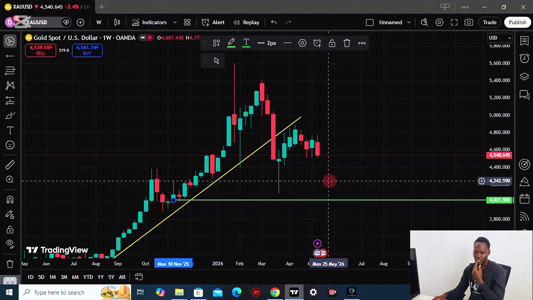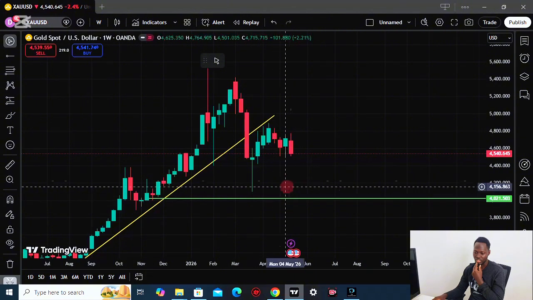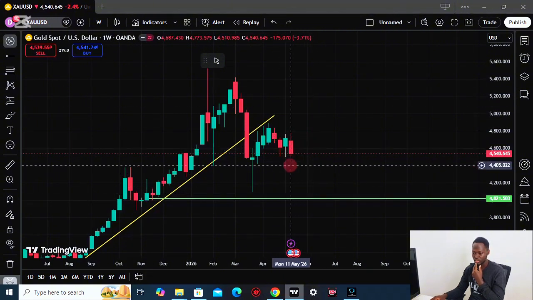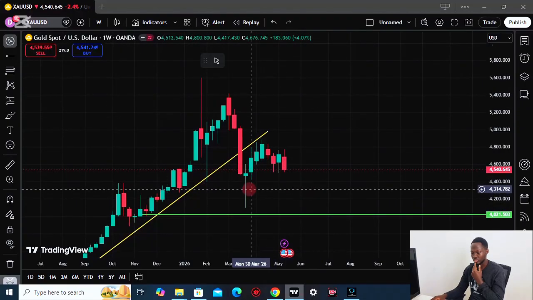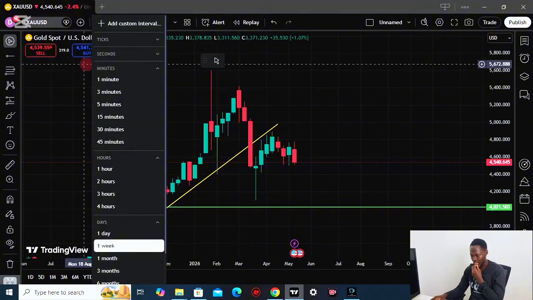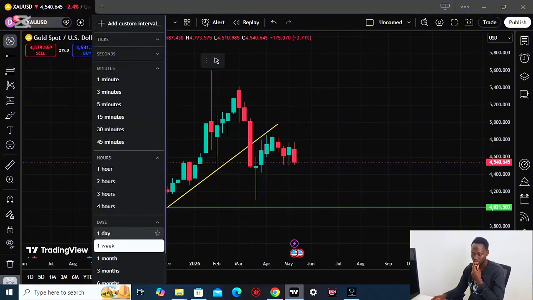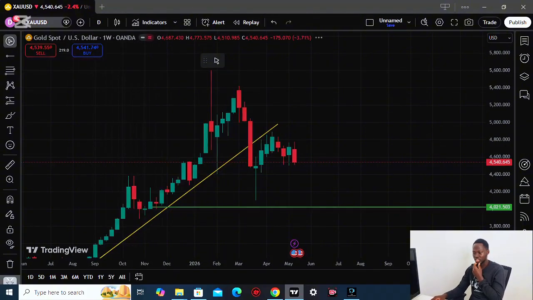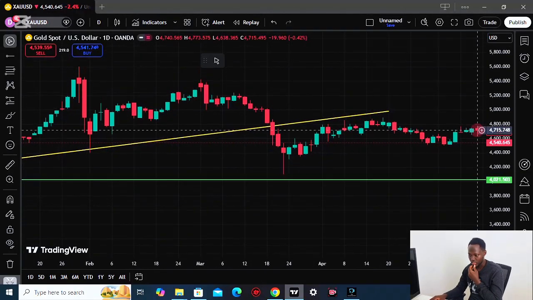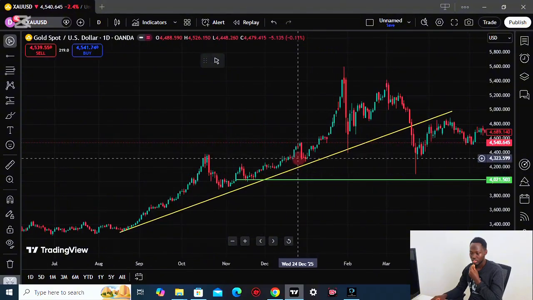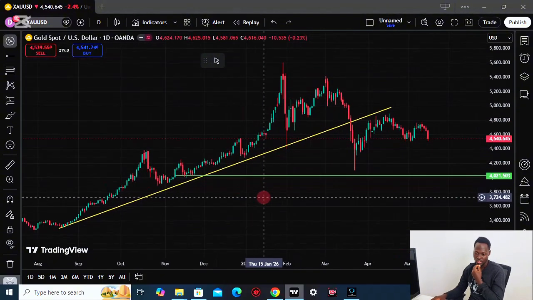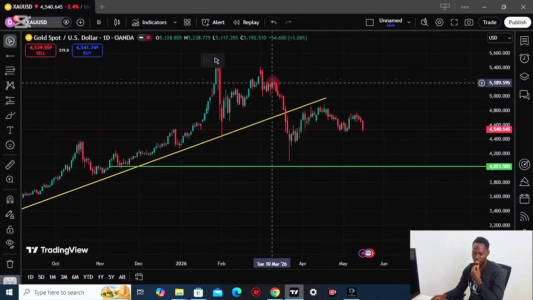Let me mark out our possible targets. So gold could move up to this level before it continues heading up, before it continues to the bullish, to the upper trend. I think it's going to come and test this region before it heads up. So after marking those points there, I go down to the daily.